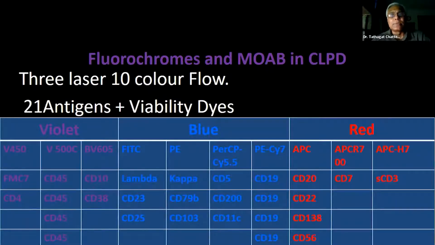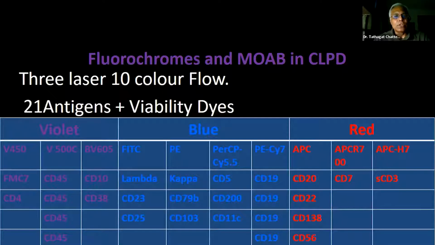This is the apex hospital of ESIC, so I get a lot of scope to work here. We are using a 21 antigen panel. In the violet, we are using FMC7, CD45, CD10 in the first tube. In the blue laser, we are using lambda, kappa, CD5 and CD19. In the red, we are using CD20, CD7 and surface CD3. In the second tube, in the violet laser, we are using CD4, CD45, CD38. In the blue, it is CD23, CD79B, CD219, and CD22 in the red.